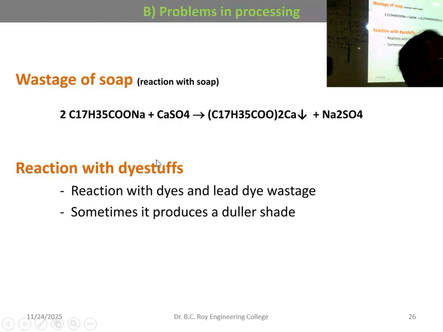The carbon chain is long, otherwise the surfactant property is not there. Surfactant property: it will produce bubbles, it will be lathery, a soapy feeling. This property you don't get if you take acetic acid, the sodium salt of the acid. It has to be a long chain only.